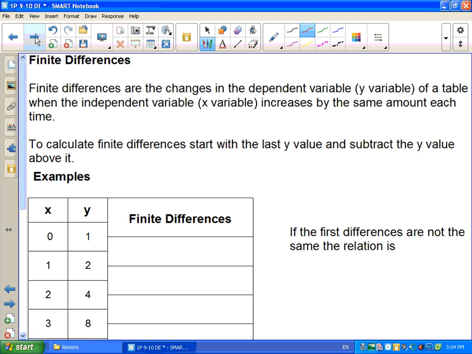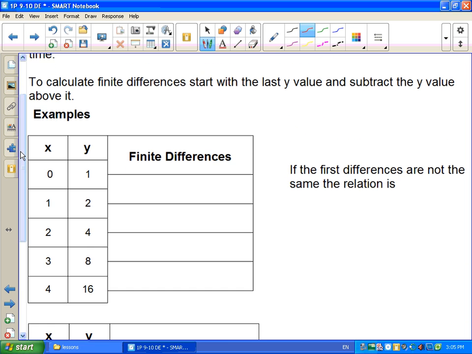The next thing we need to look at are finite differences here. Now, what are finite differences? Finite differences are changes in the dependent variable, or the y variable of a table, when the independent variable, or the x variable, increases by the same amount each time. And it's easiest to see if we take a look at an example.